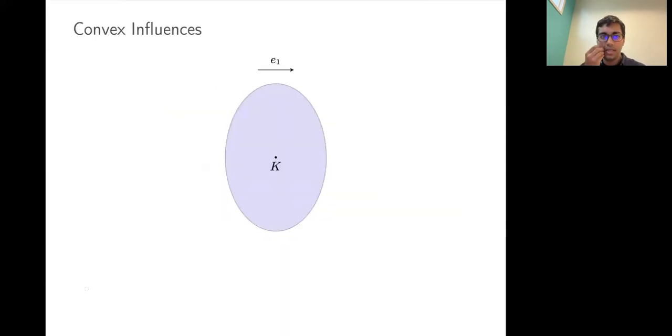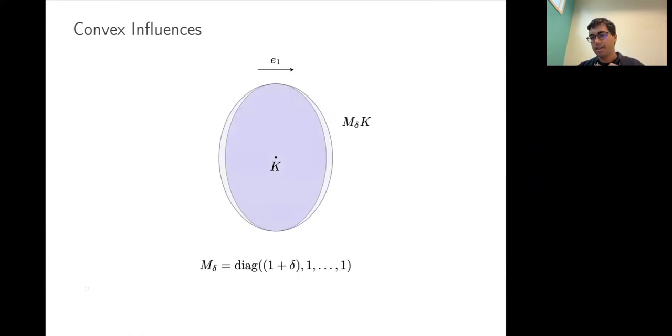So here's what Anindya, Rocco, and I did in 2022. Let's say you're interested in the influence of the first coordinate direction, which I'm denoting by this horizontal line, the direction E1. And here's a convex set K. What we propose is you take the set K and you stretch it out by a little bit along that direction. So you apply the linear transformation, which dilates the set by a factor of 1 plus delta, but only in the first coordinate direction.